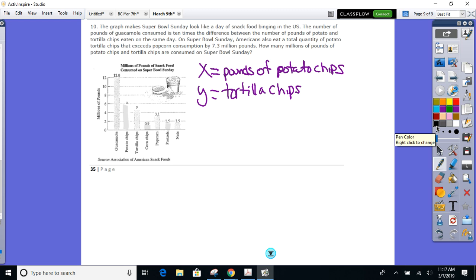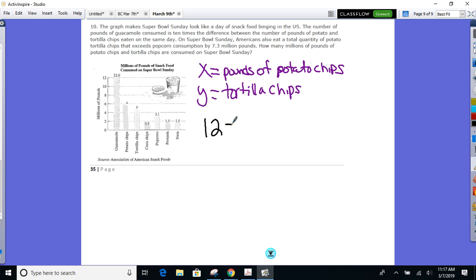two equations. Ready? First one, the number of pounds of guacamole. Read the chart. What do I have? Number of pounds of guacamole. 12 million, so 12 equals 10 times. Now, how do I write this? 10 times the difference between the number of pounds of potato chips and tortilla chips eaten. 10 times the difference. Good. 10 parentheses times X minus Y.